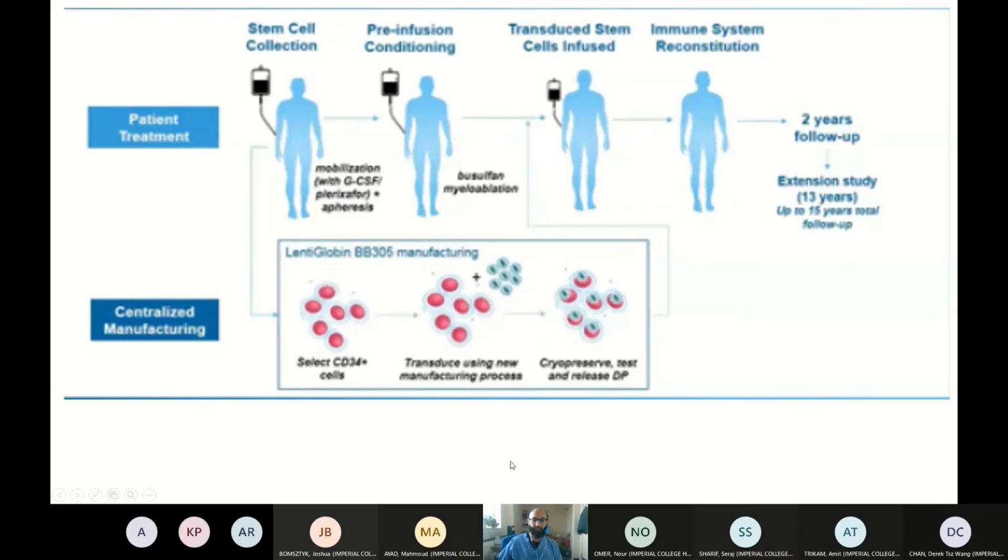And this is the procedure which I've just already outlined in terms of stem cell mobilization and collection, pre-infusion conditioning, which is myeloablative. Most trials have used busulfan as a conditioning agent. And then while that patient is being prepared to receive the cells, the cells are sent off to a laboratory where they are transfected with the lentiviral vector containing the beta hemoglobin gene, and then the cells are re-infused into the patient, resulting in immune reconstitution.